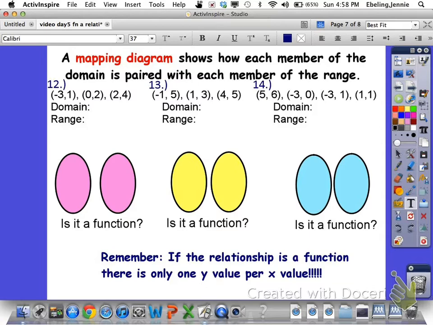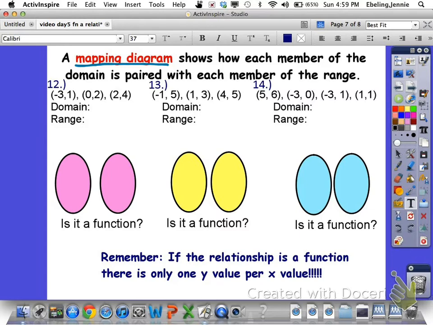Okay, now taking a look at some relations, we're going to be looking at what we call a mapping diagram. A mapping diagram looks like the two ovals that you see, like the two purple ovals below. It shows how each member of the domain is paired with each member of the range. Now, first of all, I want to be able to identify what the domain and range is of each one of these, and then put it into a mapping diagram, and then identify if it is a function.